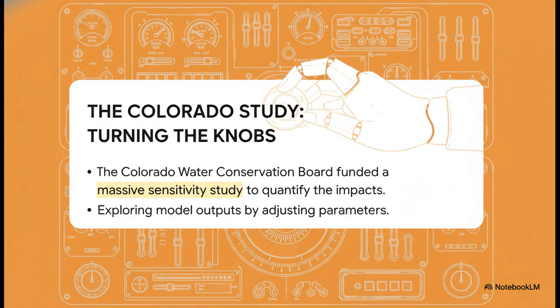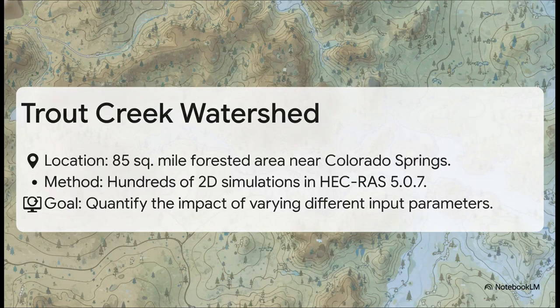Yeah, the Colorado Water Conservation Board decided they were tired of just guessing, so they funded this massive sensitivity study to figure out, with actual numbers, what happens when you start turning all the different knobs inside one of these super complex models. The testing ground was the 85-square-mile Trout Creek watershed. It's mostly just forest, pretty undeveloped.